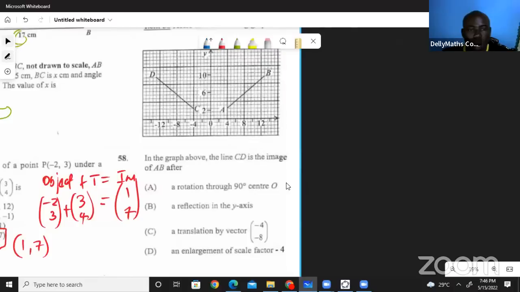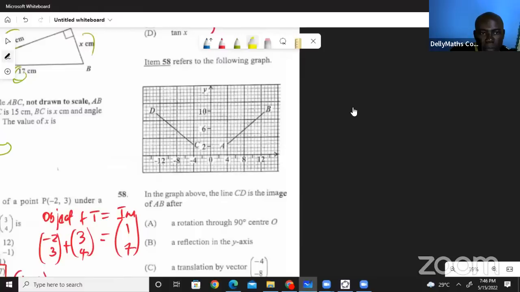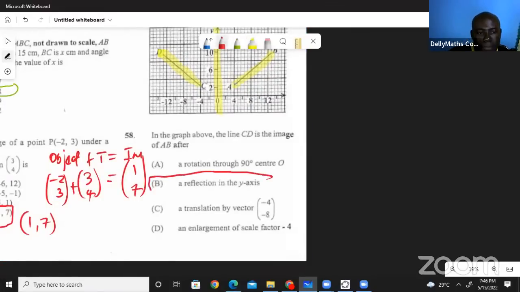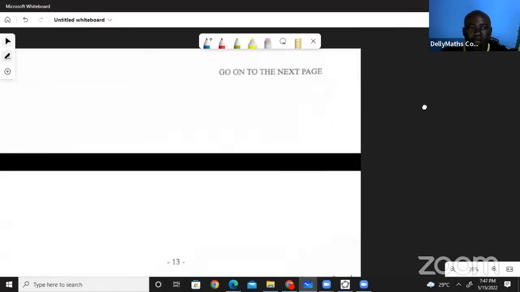So then for this one, you would have seen the mirror line. Let me pull down this. I'm going to put a very big mirror line. Right now I'm seeing a reflection, and my mirror line is the y-axis. So that's my mirror line. So AB was reflected in the y-axis, and it gives me CD. All right. So it's a reflection in the y-axis that I would have chosen for this response right here. So my answer is B. All right, 58, we're at 59.